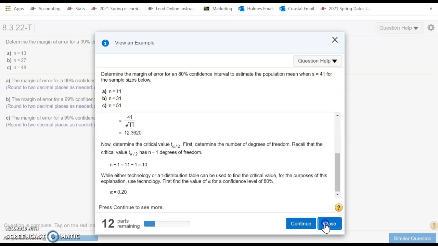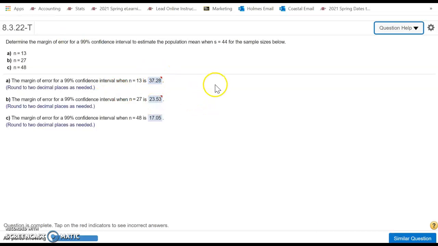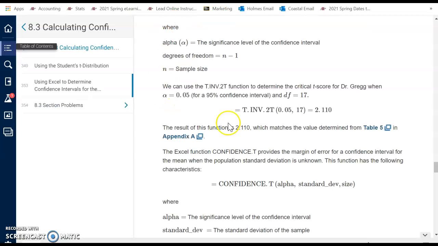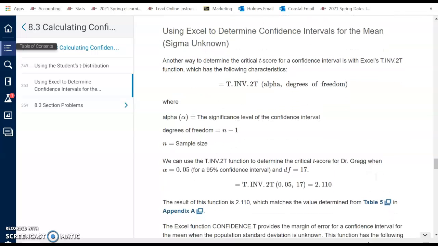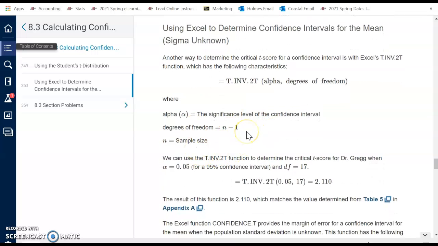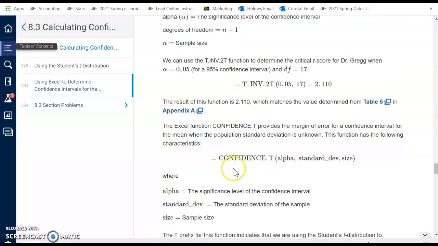So the way that you can use technology on this particular problem, what I like to do is see how the book wants you to calculate this. So if you look in section 8.3, it talks about using Excel. So you can either get the critical value using Excel or actually calculate the confidence interval using Excel. So I'm going to do the confidence interval. So it's equal confidence dot T, and then you put in alpha, you put in the standard deviation, and you put in the sample size.